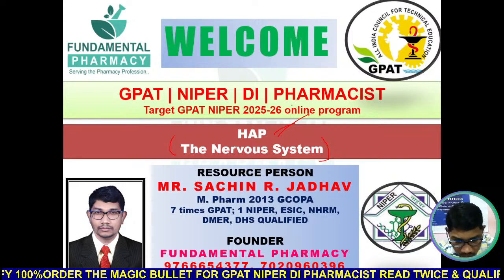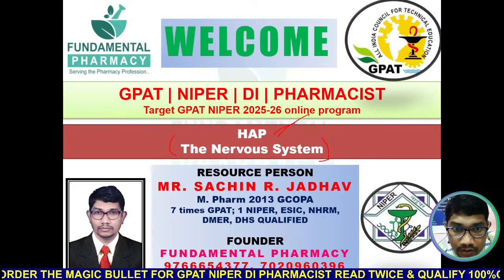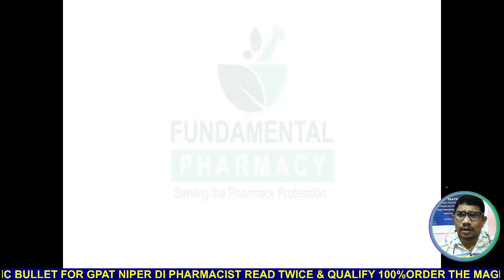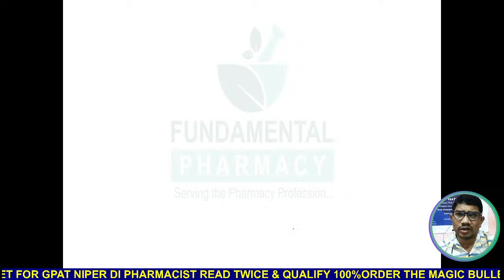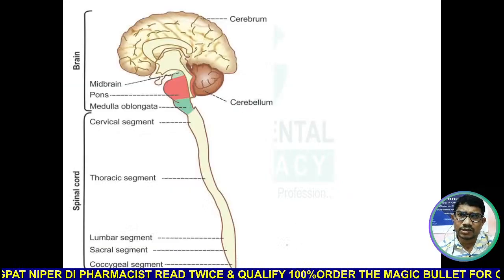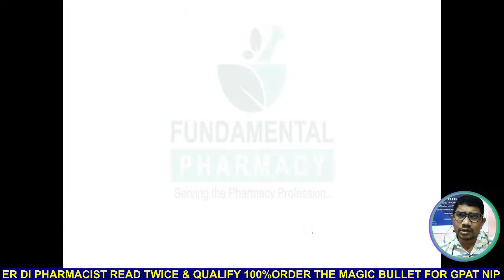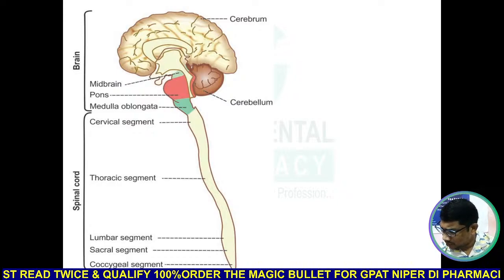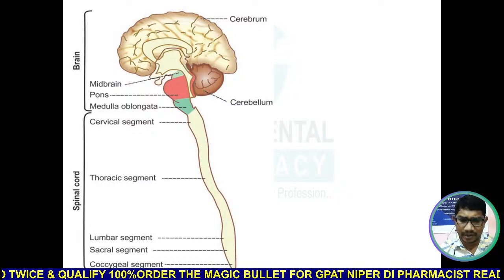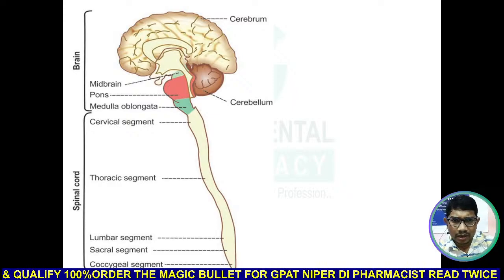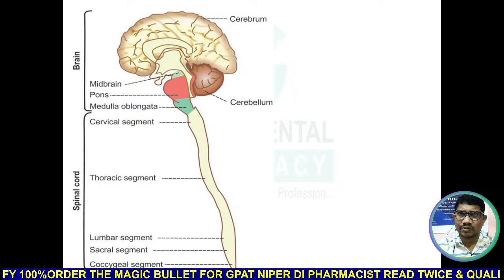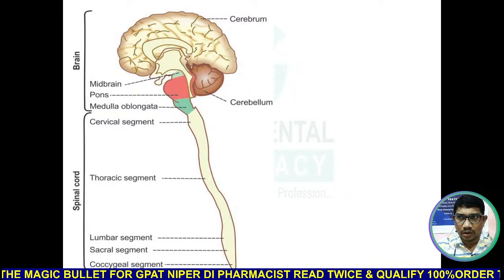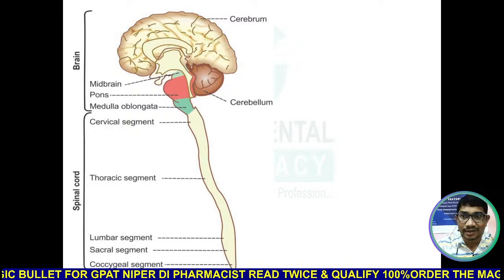So today we'll see the nervous system. Basically it is one of the systems in the body, which coordinates with the internal and external environment, so it maintains the normal environment. So the nervous system is the system which coordinates with the external and internal environment.